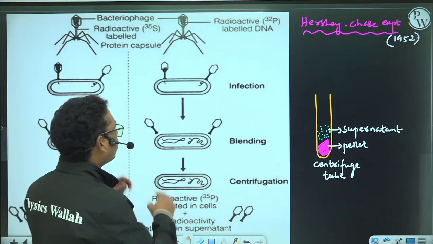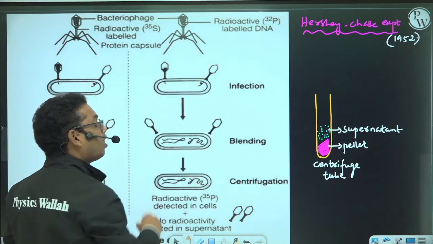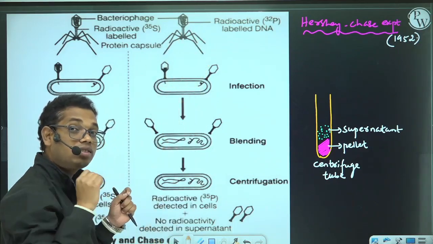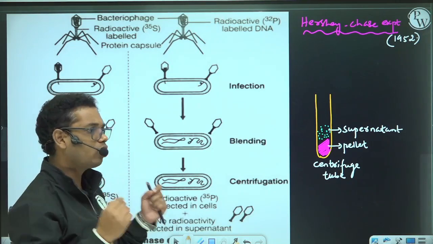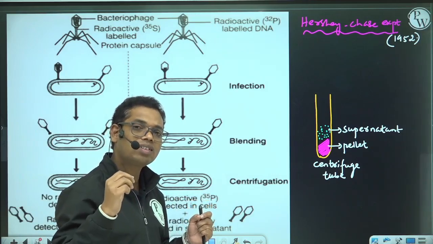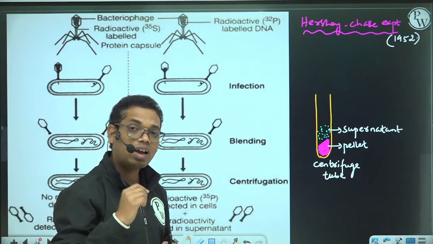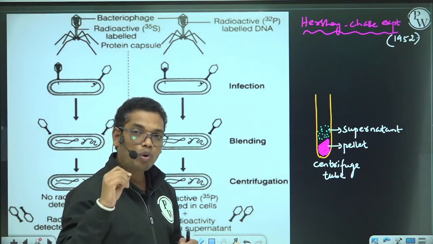Okay, and they took E. coli. So this is the E. coli bacterium, and this is the bacteriophage. In this bacteriophage, the genetic material is DNA, double-stranded DNA. And this bacteriophage has mainly two components. One is the capsid. The second is the genetic material. The capsid is proteinaceous and the genetic material is DNA in nature.